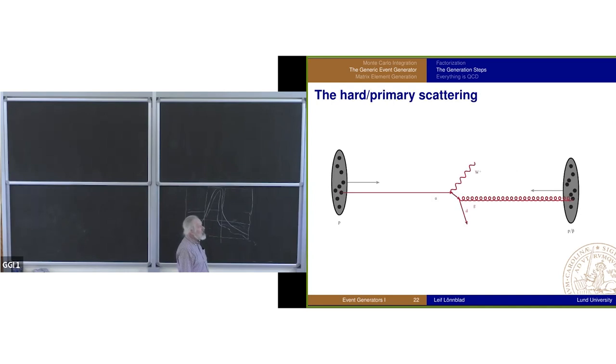You pick out the hard subprocess that you are interested in. You can do inclusive things as well, but if you're looking for a W production plus a jet, you will start out with something like this. And then you will generate this. This is easy. It's just two goes to two. You write down the matrix elements in 2 minutes.